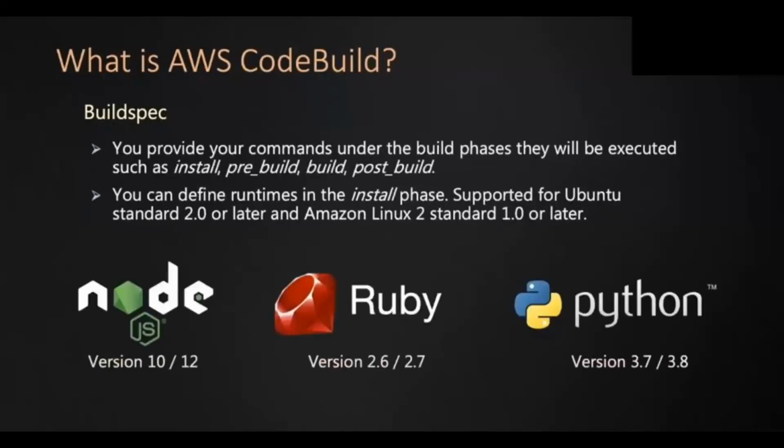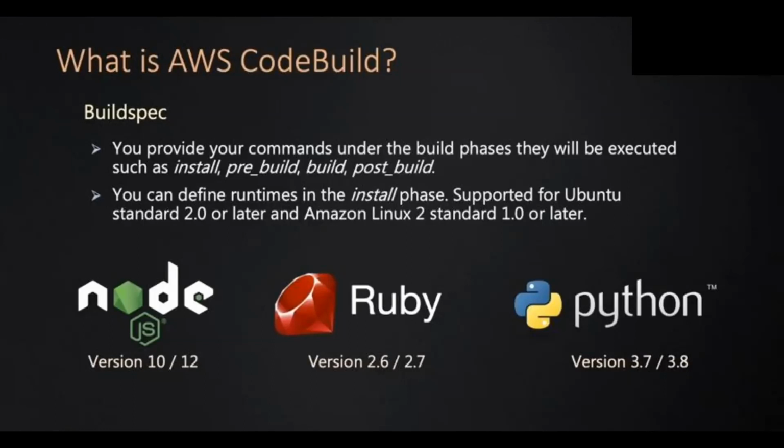Okay. So you provide your commands under the build phases, and they will be executed: install, pre-build, build, post-build. These are the components of the buildspec, and they tell what needs to be installed before you build, and what dependencies need to be there before you build it. Build is when you are actually building your source code and generating the binary files or whatever files are needed. Post-build is after building it. You may want to wrap it up in containers, Dockers, and things like that. That is generally what is plugged into the post-build section, guys.